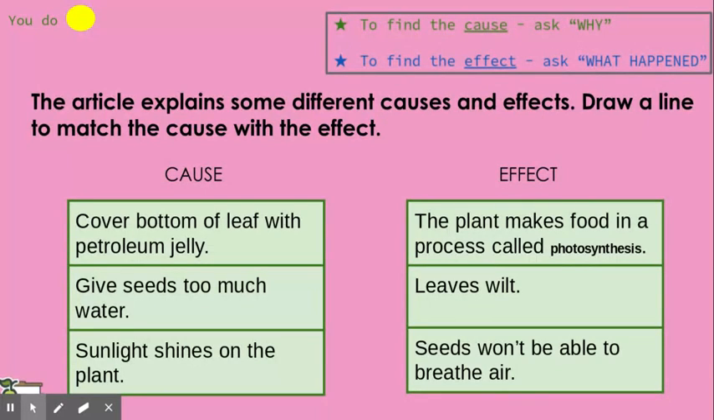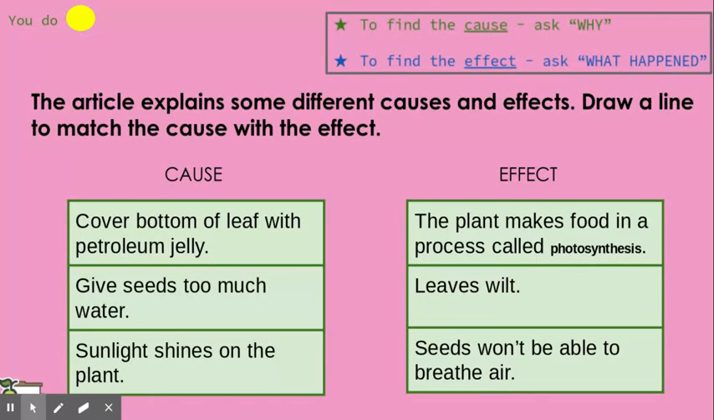So first I'm going to read you those 3 causes, okay? Cover bottom of leaf with petroleum jelly. Next one says, give seeds too much water. And then the next one says, sunlight shines on the plant. Okay, and then the effect. The plant makes food in a process called photosynthesis. The next one says, leaves wilt. And the next one says, seeds won't be able to breathe air. So what you're going to do is read the first cause and match it up with the effect. You're going to do that 3 times. So you'll have 3 lines, each going from the cause to the effect.